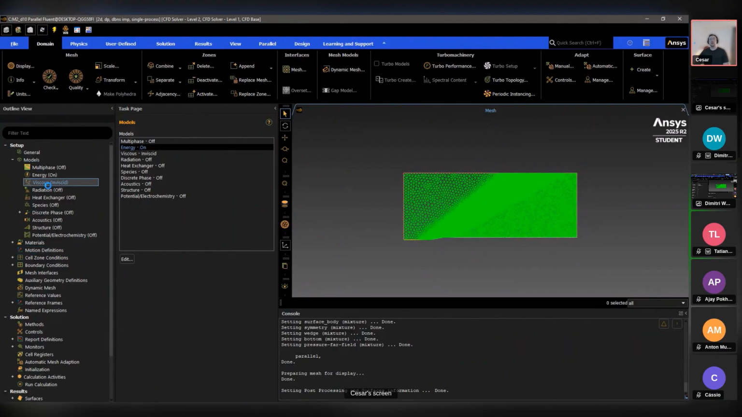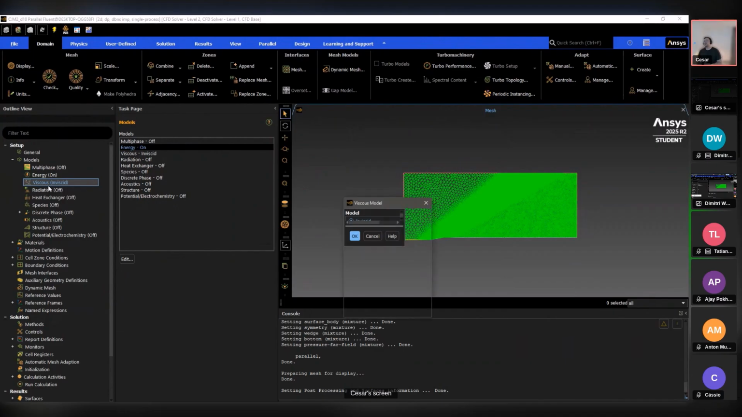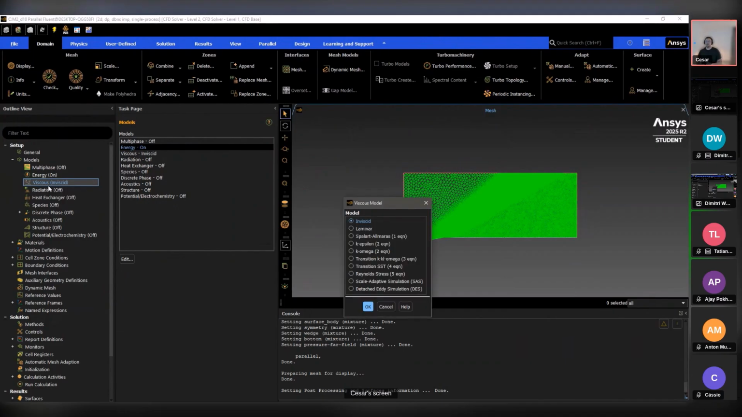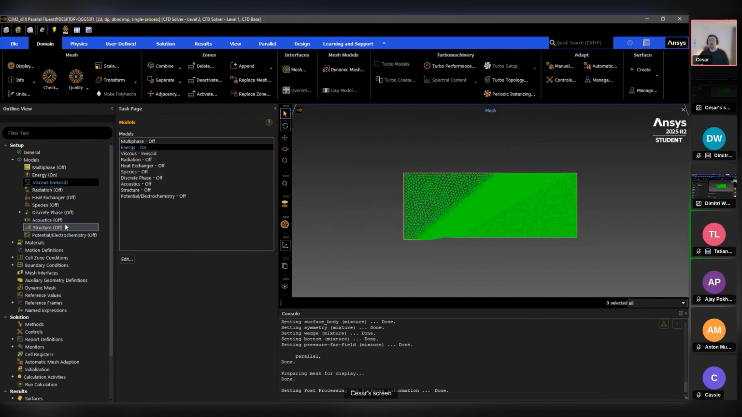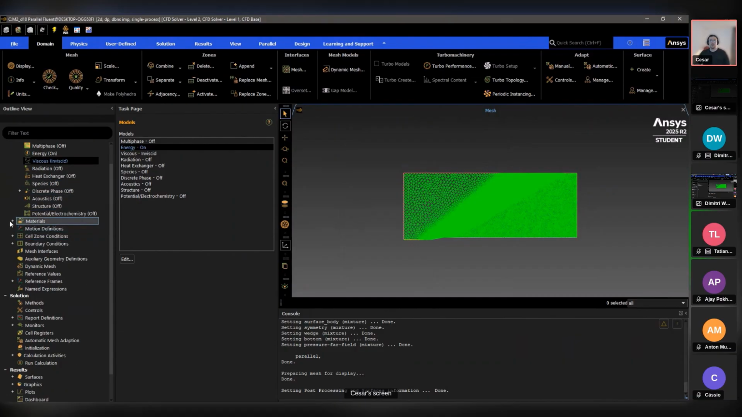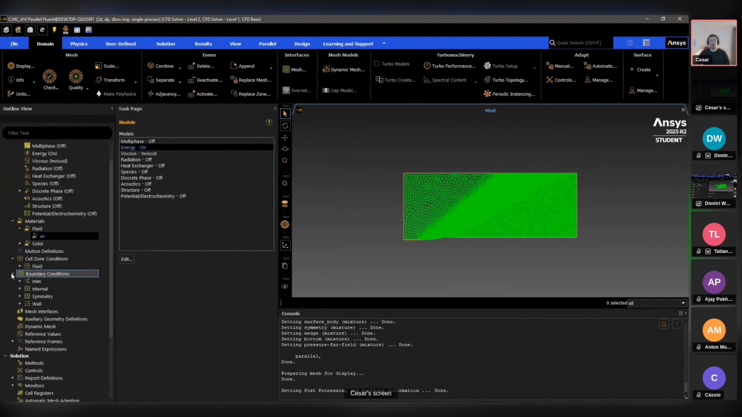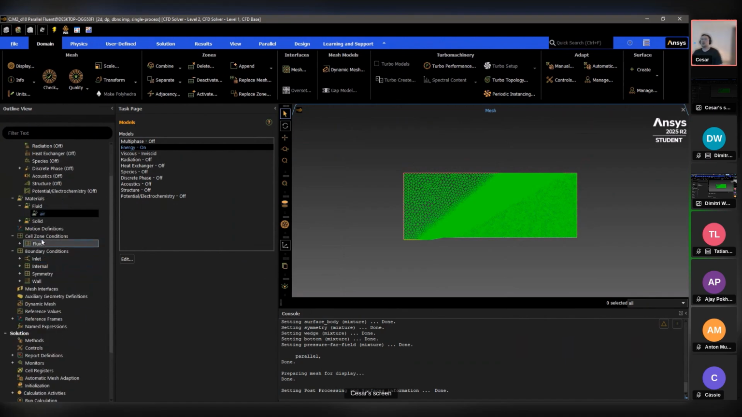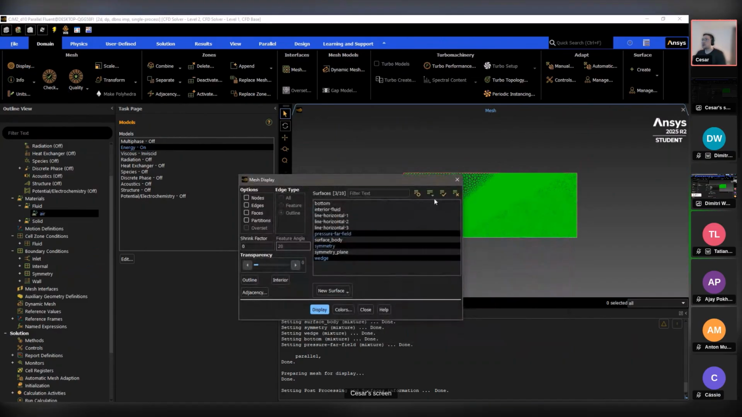For viscous, for this case, we are solving inviscid, so we are not going to use any turbulence model, because we don't have any boundary layer to resolve. Then for materials, I am using regular air, and now we are going to talk about the boundary conditions, which are quite important. Let's go ahead and display them.